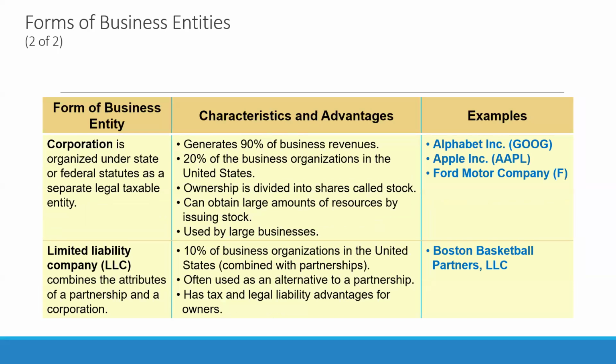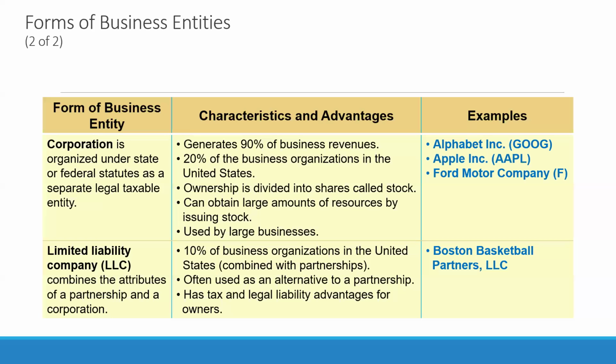A corporation is a more specific type of business, and that means it's organized under state and federal statutes. It's a separate taxable entity, and these are really useful. They generate 90% of business revenues, because it's the easiest kind to make into a giant company and to separate using shares of stock and be able to trade the stocks. And it separates the ownership.